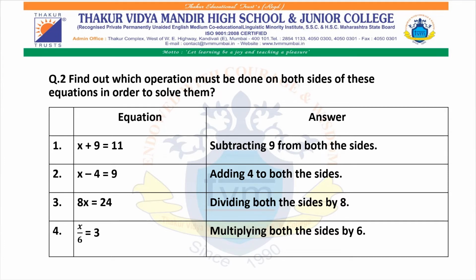Question 2. Find out which operation must be done on both sides of these equations in order to solve them. First, x plus 9 is equal to 11. So we are going to subtract 9 from both the sides. Second, x minus 4 is equal to 9, adding 4 to both the sides. Third, 8x is equal to 24, dividing both the sides by 8. Fourth, x upon 6 is equal to 3, multiplying both the sides by 6.